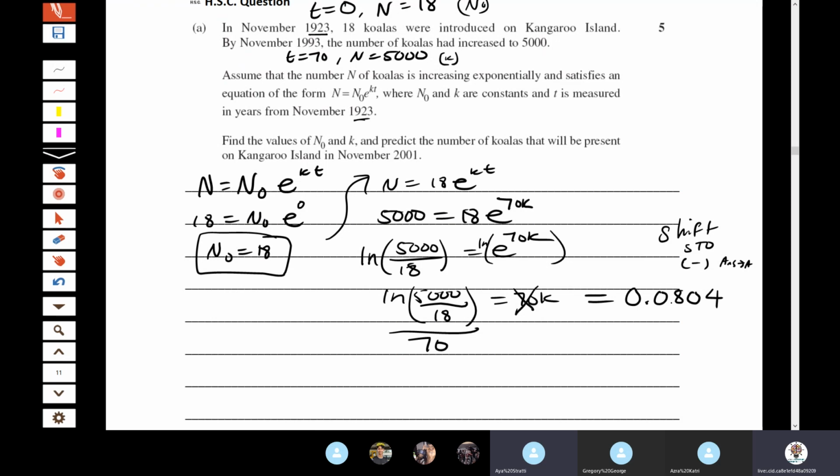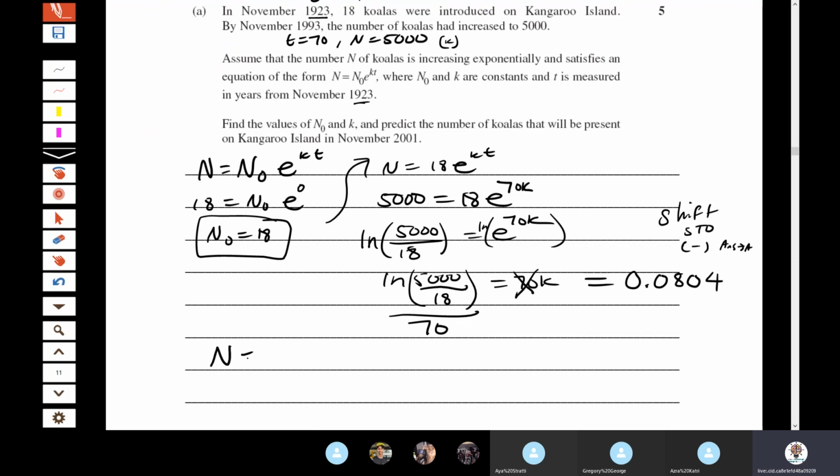The reason why I say that is because you've got to make sure you can't use the rounded answer here. So we just write that. You've got your marks. Now, to predict, hold on. Your new equation is 18 e^(Kt), where that K is this. Predict the number of koalas that will be present on Kangaroo Island in November 2001.